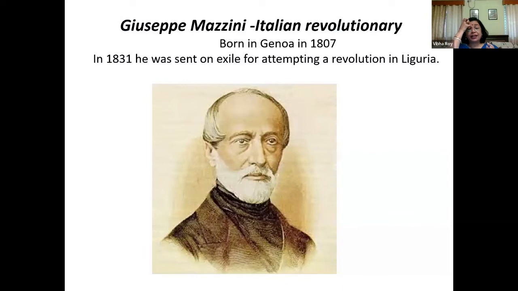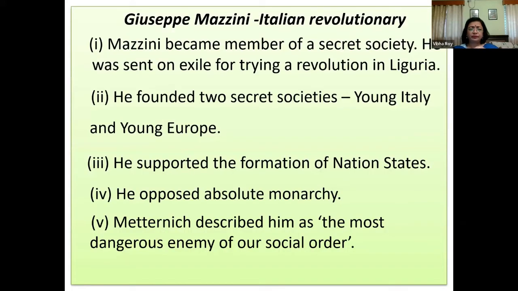Then we have the Italian revolutionary Giuseppe Mazzini. He was born in 1807. In 1813, he was sent into exile for attempting a revolution in Liguria. Now, who was he? Mazzini became a member of a secret society. He founded two secret societies, Young Italy and Young Europe. He supported the formation of nation states, and he was opposed to absolute monarchy.